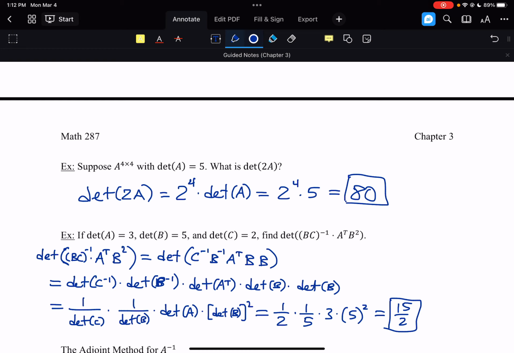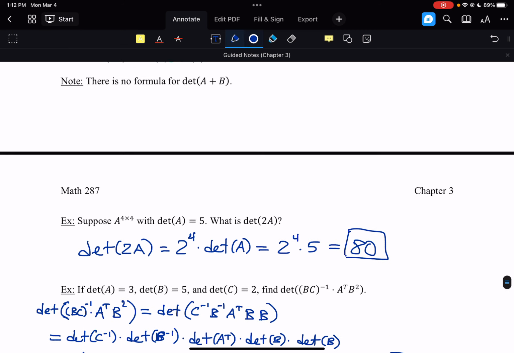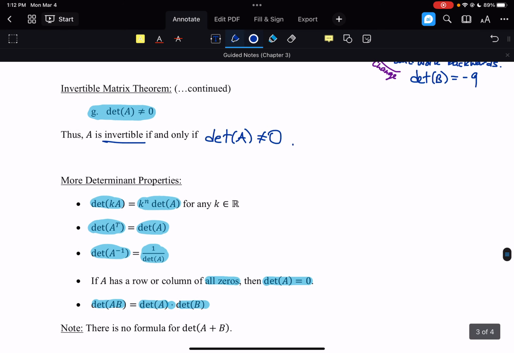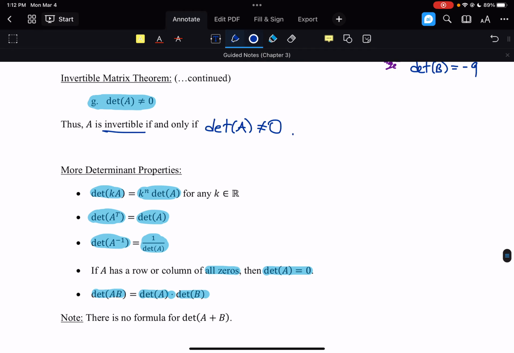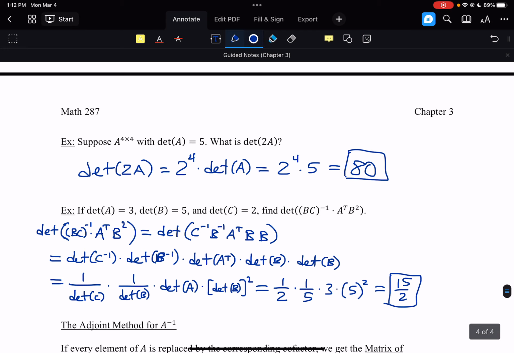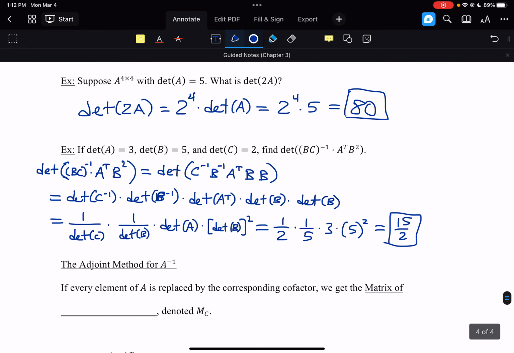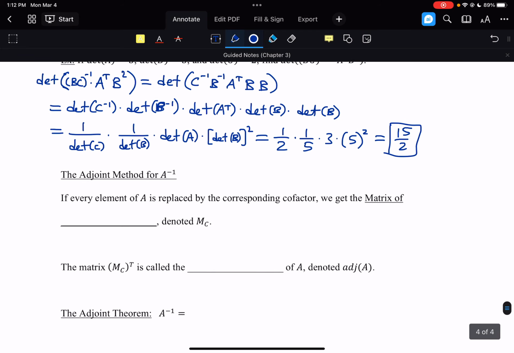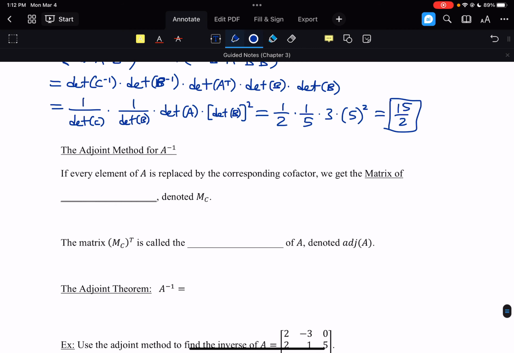Now, we can use determinants like we saw back up here with the invertible matrix theorem. We can use determinants to test whether a matrix is invertible or not. It turns out we can also use determinants to find the inverse of a matrix. And this is done using what we call the adjoint method for A inverse.